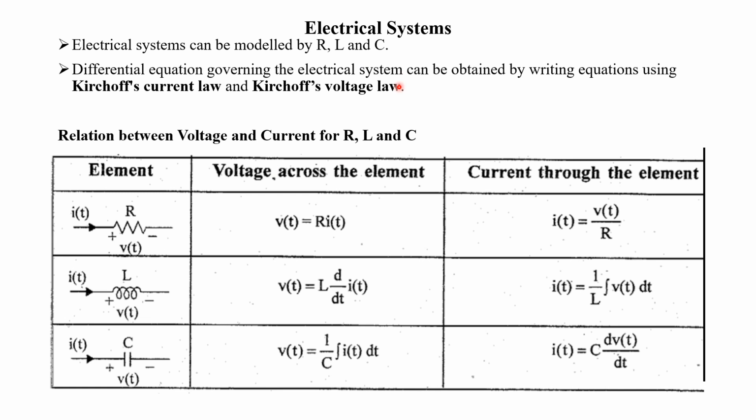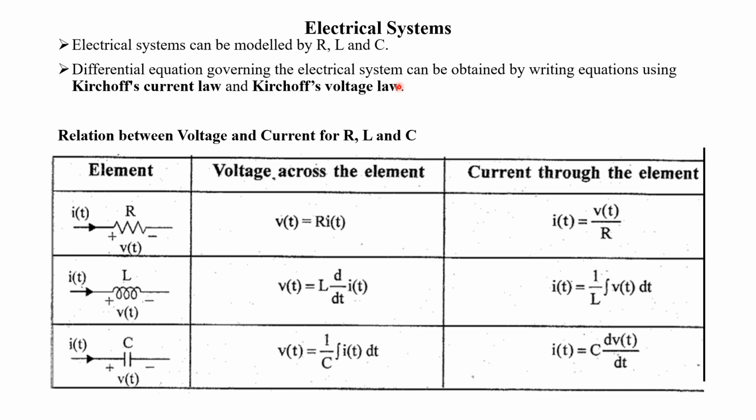Till now we have studied the different types of mechanical systems, that is mechanical translational system as well as mechanical rotational system, and we also found the transfer functions for mechanical translational as well as rotational systems. Now we are going to see about electrical systems. Electrical systems can be modeled by using three elements, that is resistor, inductor as well as capacitor.